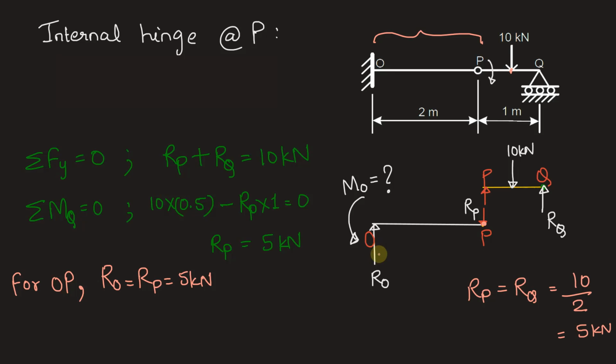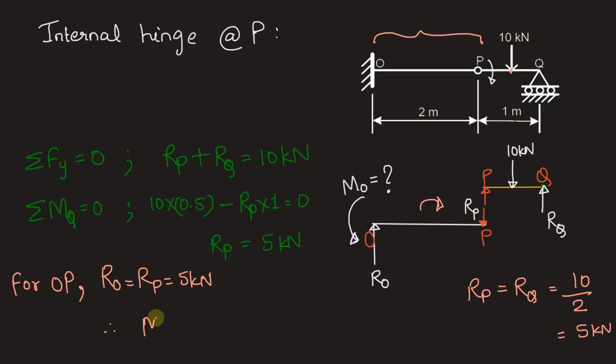Now RP and RO are creating a clockwise moment. These loads are creating a clockwise moment with the distance between them as 2 meters. They'll create a moment of 2 into 5 kN. To resist this clockwise moment, an anti-clockwise moment will be generated by the fixed end because there is no other entity resisting this moment. The moment is fully resisted by the fixed end.